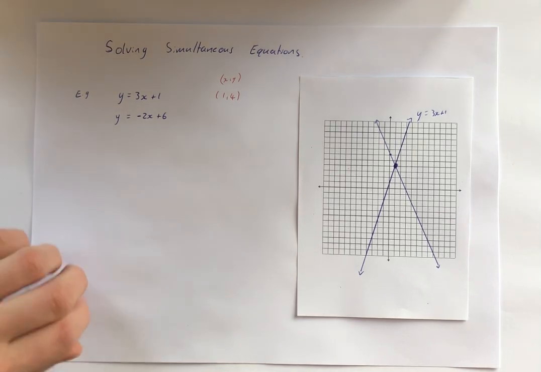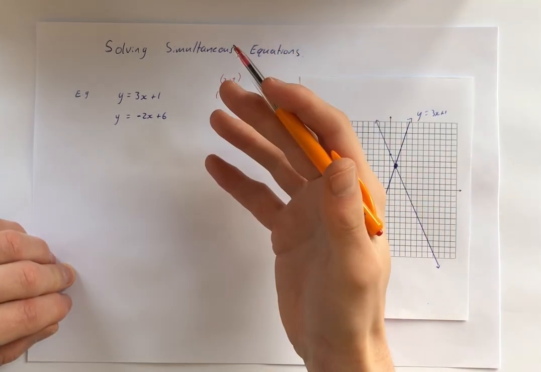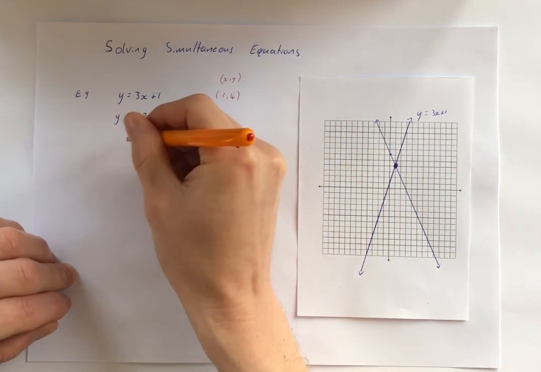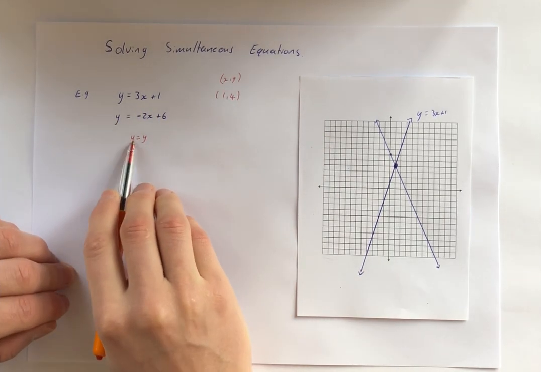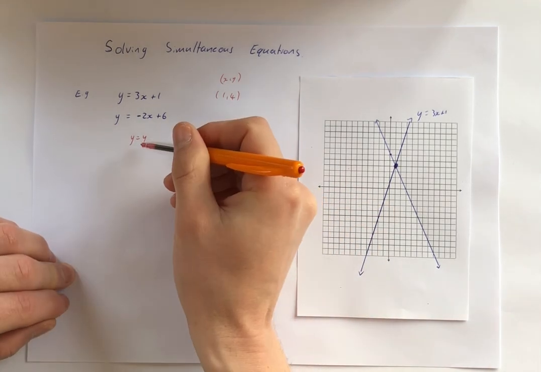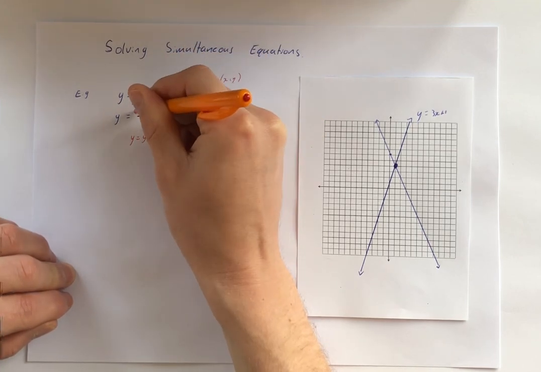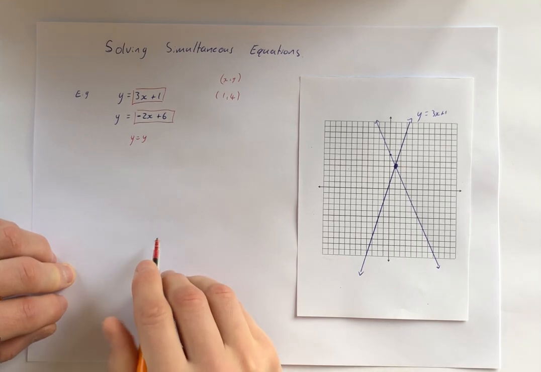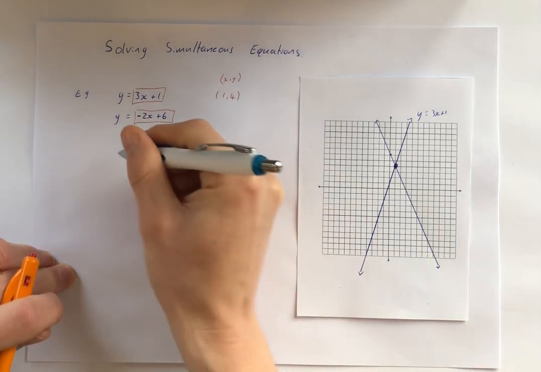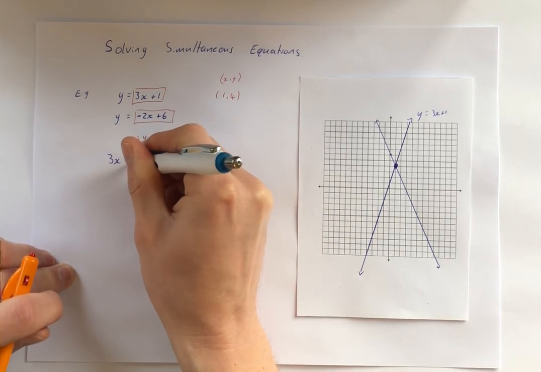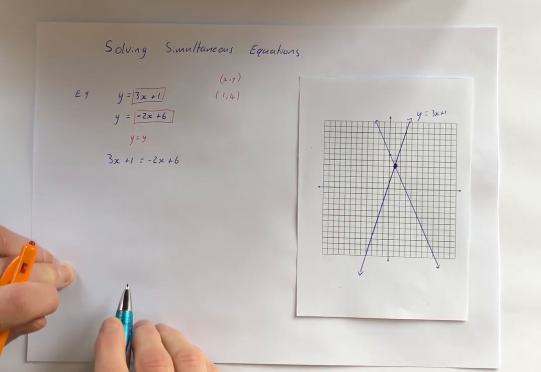Okay, well, what do we want to know? Where these lines are the same, so we could make them equal each other. y equals y might be a good start. We want to find the y's that satisfy this equation. Well, there's infinite y's, so that's not very helpful. However, we can make 3x plus 1 equal negative 2x plus 6, because that's where they would be the same. So 3x plus 1 equals negative 2x plus 6. Where are they the same?